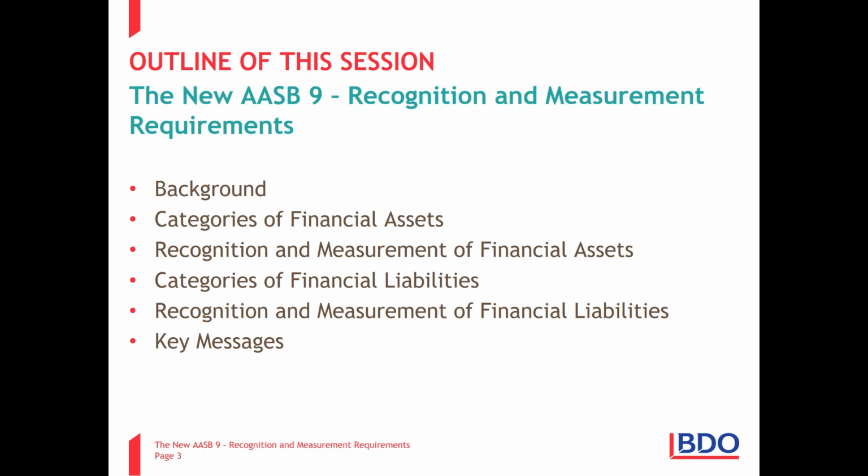So the outline for the session, I've got 6 sections. Number 1 is the background. Number 2, the new categories of financial assets. Number 3, the recognition and measurement of financial assets and how that has changed. Number 4, we look at the categories of financial liabilities, and I'll tell you now it hasn't changed from the current AASB 139. We'll then look at the recognition and measurement of financial liabilities where there's a small change around own credit risk, and we end up with a few key messages on the new AASB 9.